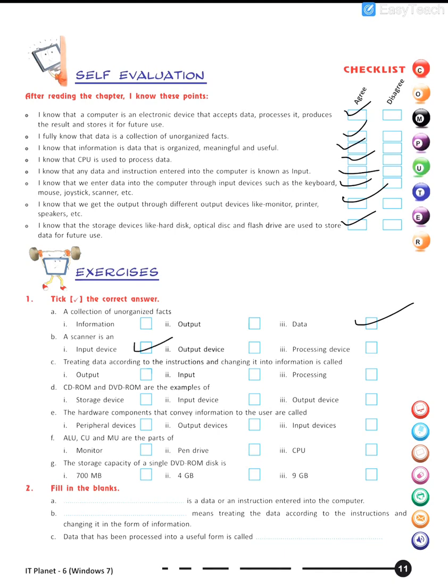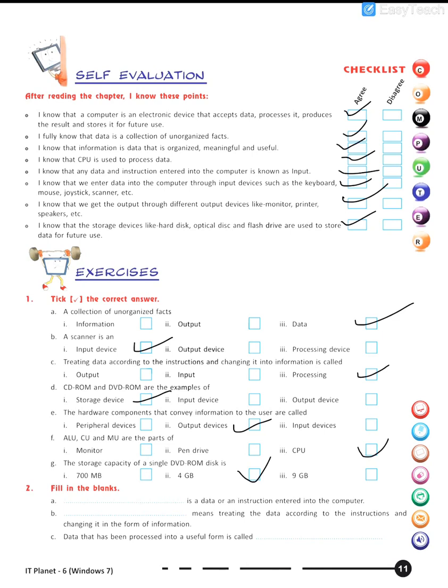Treating data according to instructions and changing it to information is called processing. CD-ROM and DVD-ROM are examples of storage devices. The hardware components that convey information to the user are called output devices. ALU, CU and MU are parts of the CPU. The storage capacity of DVD-ROM is 4 GB.